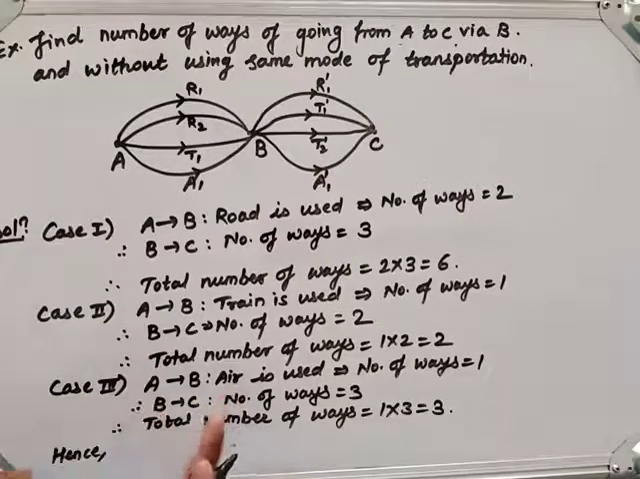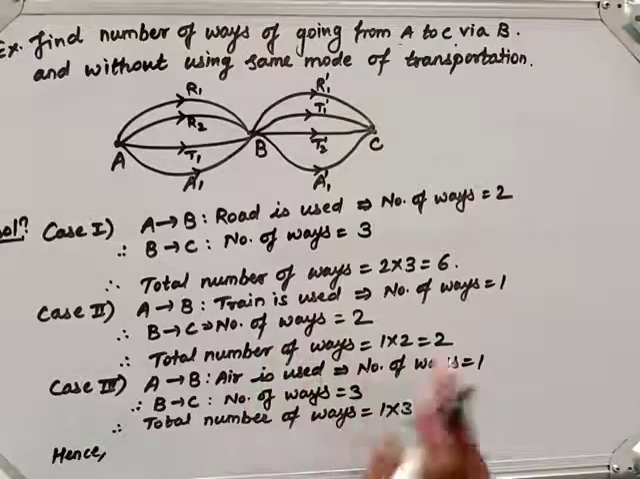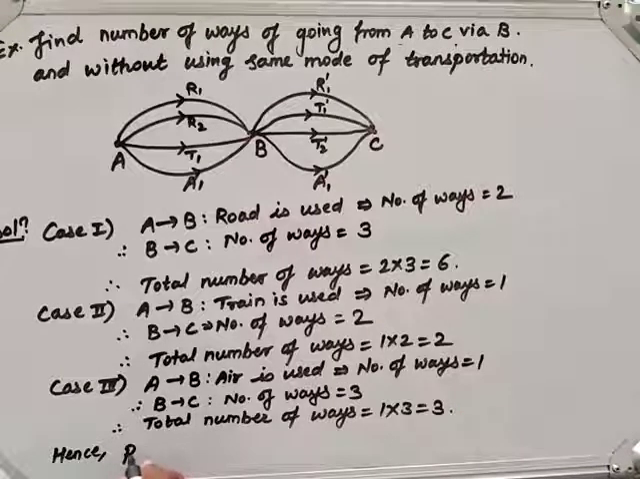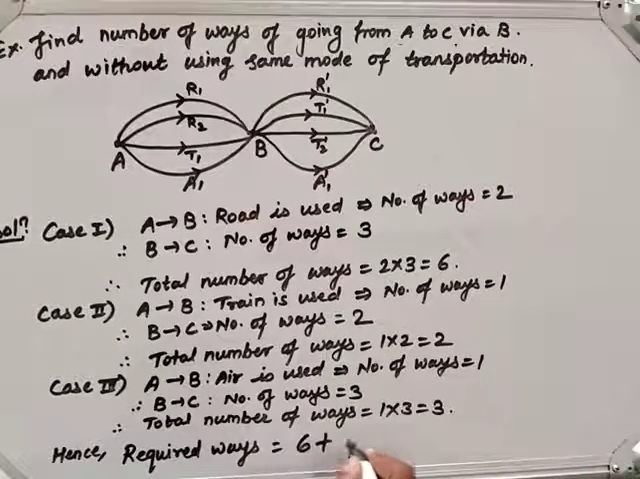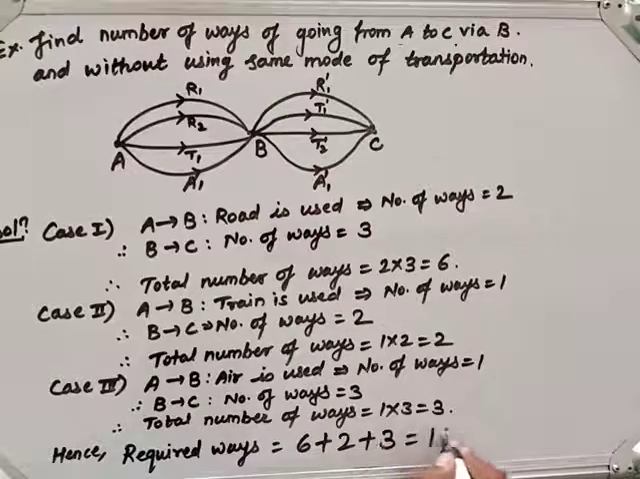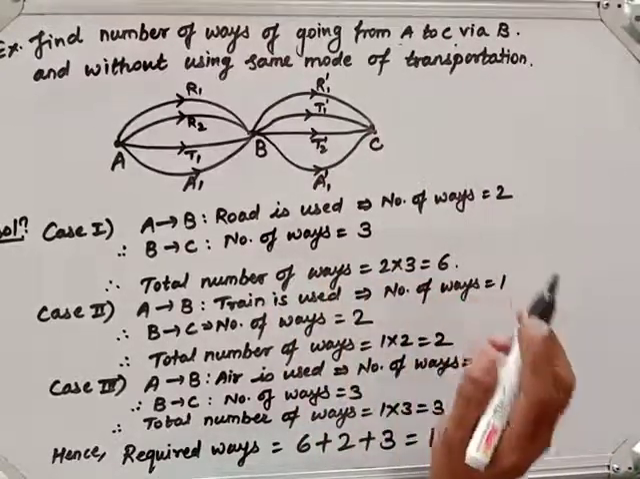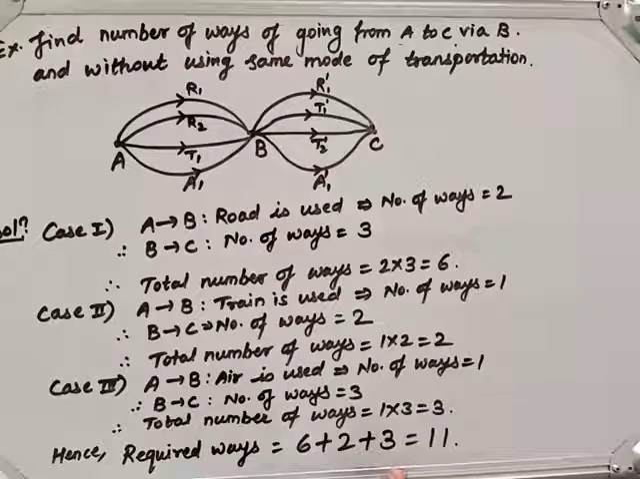Hence, all these 3 combined, the required number of ways is 6 plus 2 plus 3. That is 11. As such, we can do mutually exclusive cases and at the end we have to take their addition. So these are the total number of ways to go from A to C via B without using the same mode of transportation. This is the case here.